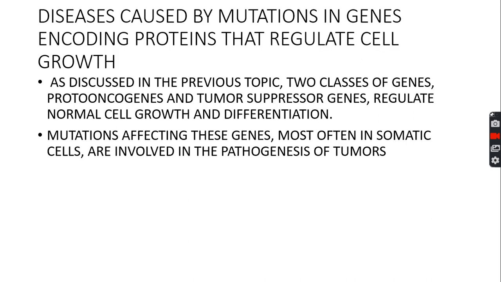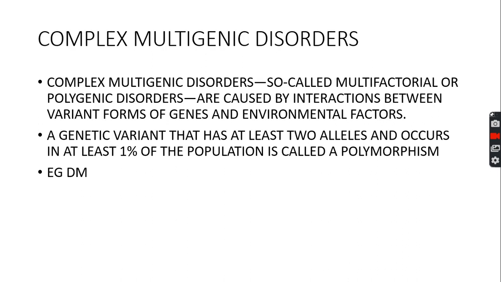So diseases caused by genes encoding for proteins that regulate cell growth. These were discussed in the previous topic of carcinogenesis. So we were talking about the two classes of genes, the tumor suppressor genes, which regulate normal cell growth and differentiation. Mutations affecting these genes most often occur in somatic cells and are involved in the pathogenesis of tumors.